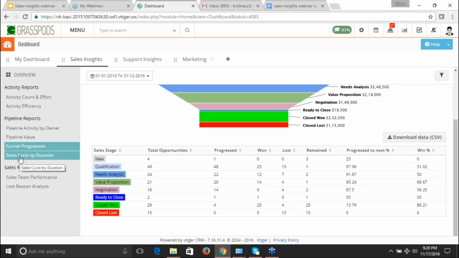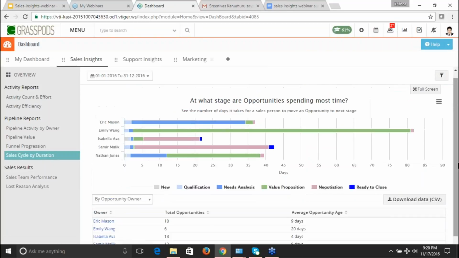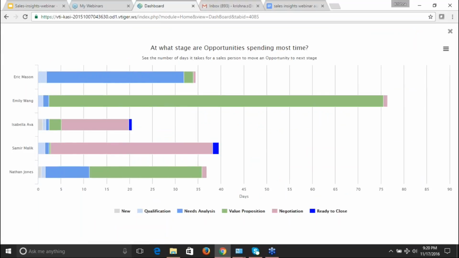Okay, now I'm going to move to the sales cycle duration. This is also a very important chart. I'm going to focus on Isabella and Nathan here. When we look at Isabella, it looks like she needs a lot of time in negotiation, whereas when I look at Nathan, he actually negotiates very fast. On the flip side, when I look at the value proposition phase, Isabella is able to do it very quickly, whereas Nathan actually takes a longer time.